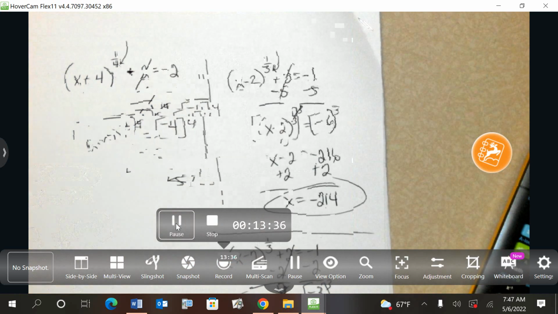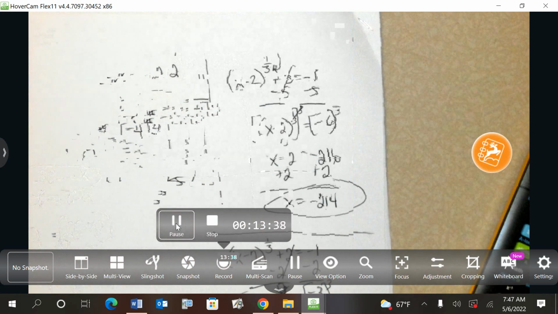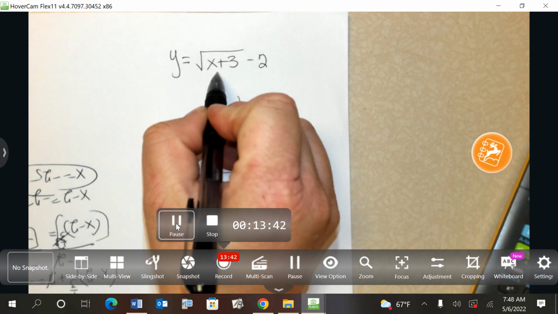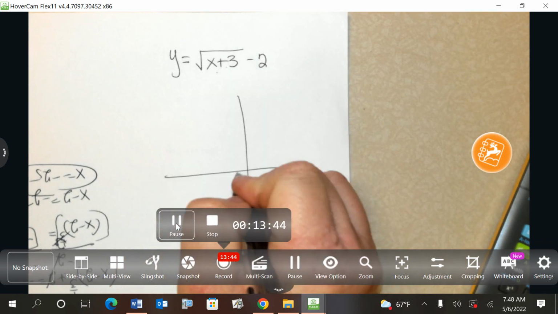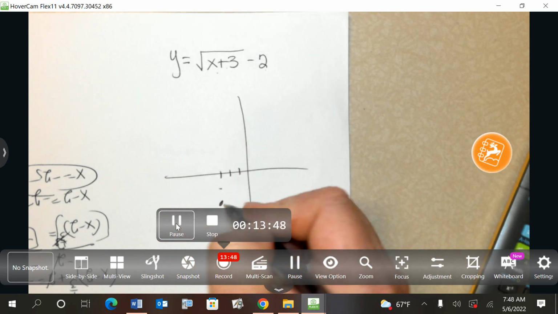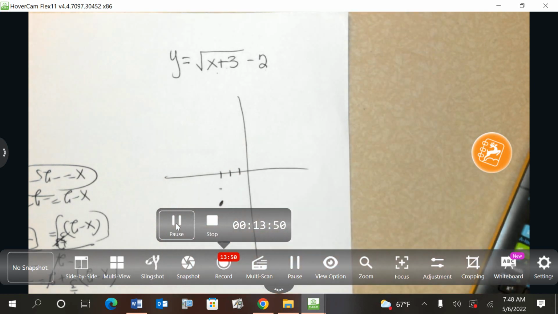In another problem, you're asked to identify the domain and range. They give you a formula. Feel free to plug this into decimals. I'm going to do a quick sketch. This shifts, so I'm going to go to the left 3, 1, 2, 3, and down 2. And now I'm going to make this general picture of what this looks like, okay?